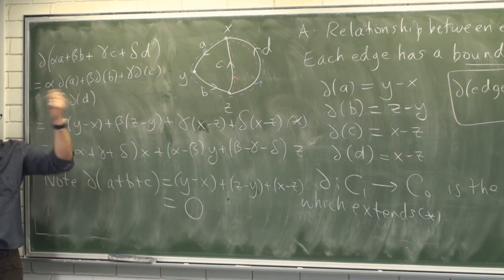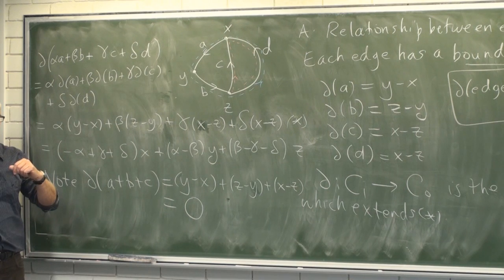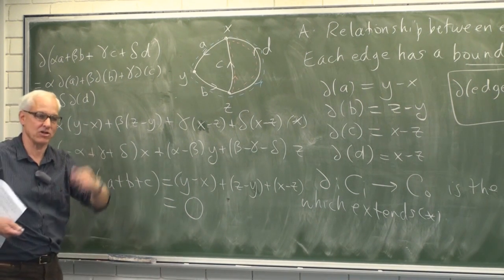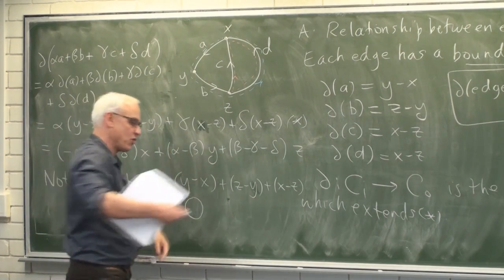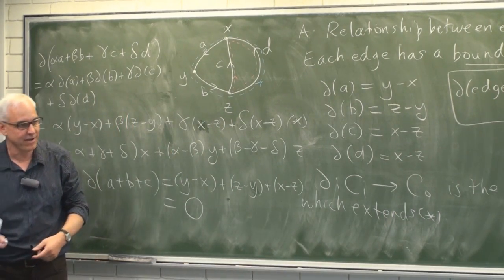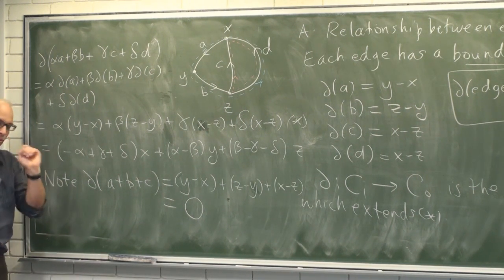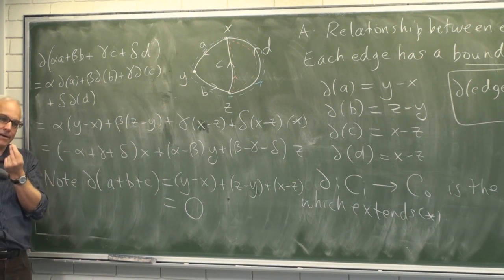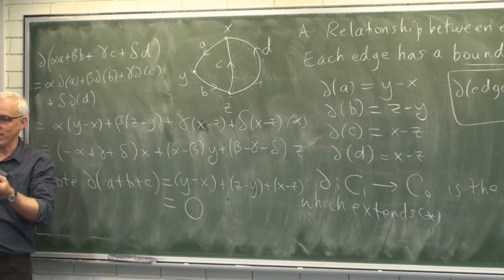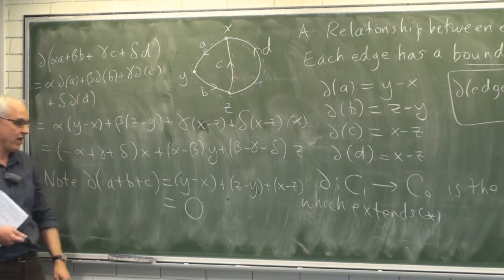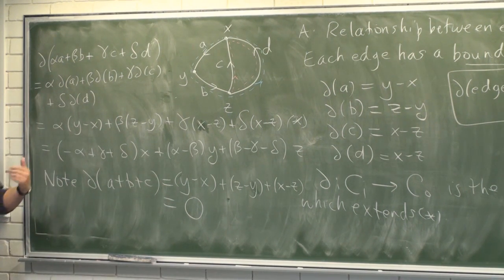That's going to be true for any cycle. Start final minus initial plus final minus initial plus final minus initial. You go all the way around. By the time you get back, everything cancels. All the finals cancel with an initial. So this is an algebraic way of detecting whether we have a cycle or not. If I write down some combination, I can define that to be a cycle when its del is zero.